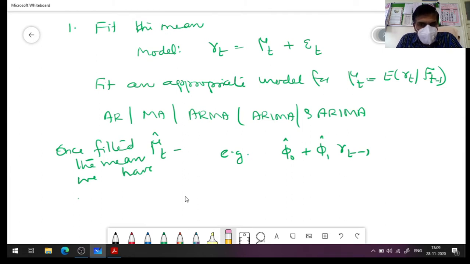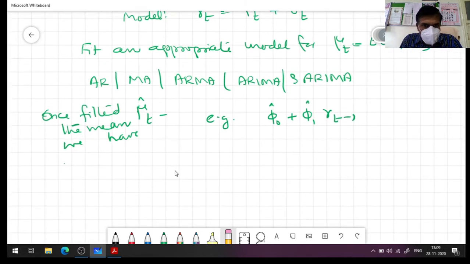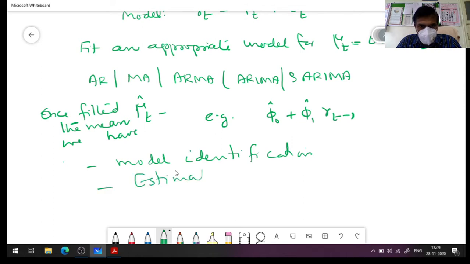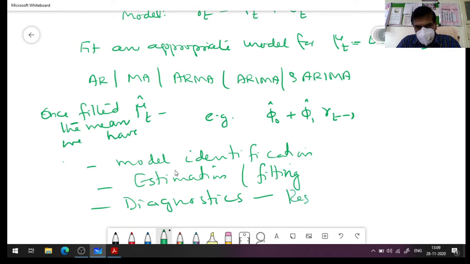So once we fitted this, we generally use the model identification, estimation, fitting, and diagnostics, which is basically residual analysis.